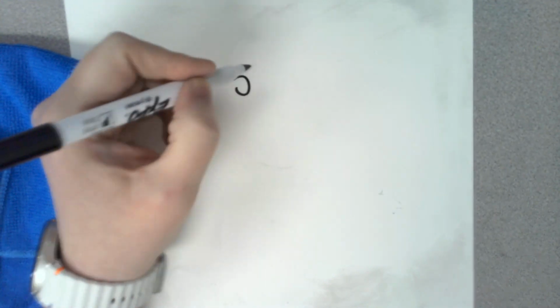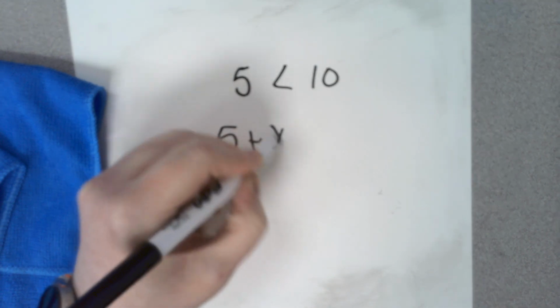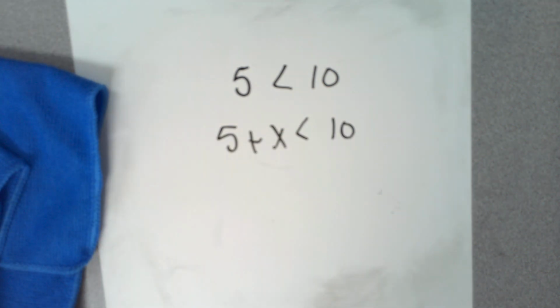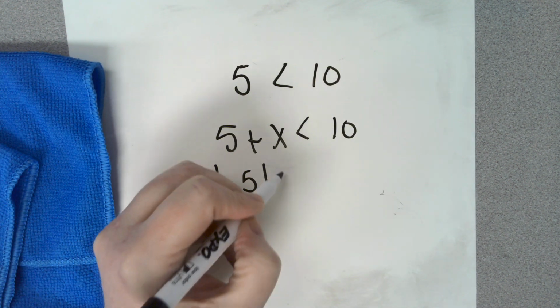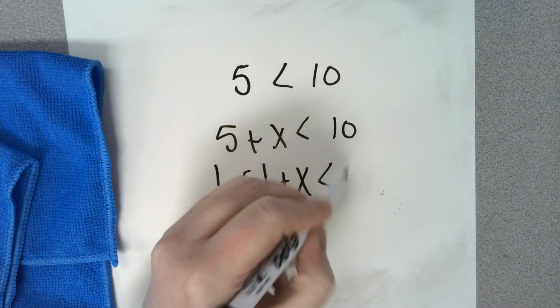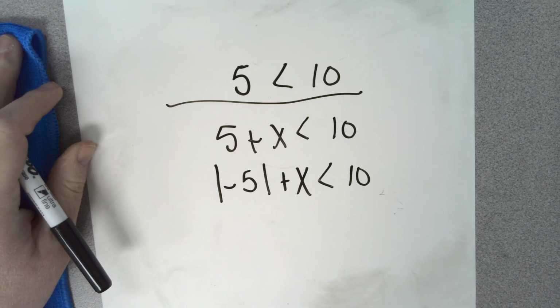So inequalities work just like regular equations, which we've already talked about a little. Inequalities are just math sentences that compare two numbers together. So like 5 is less than 10 is an inequality. Or 5 plus x is less than 10 also. Or the absolute value plus x is less than 10. So this one's just true. That's just a statement, that's an inequality.